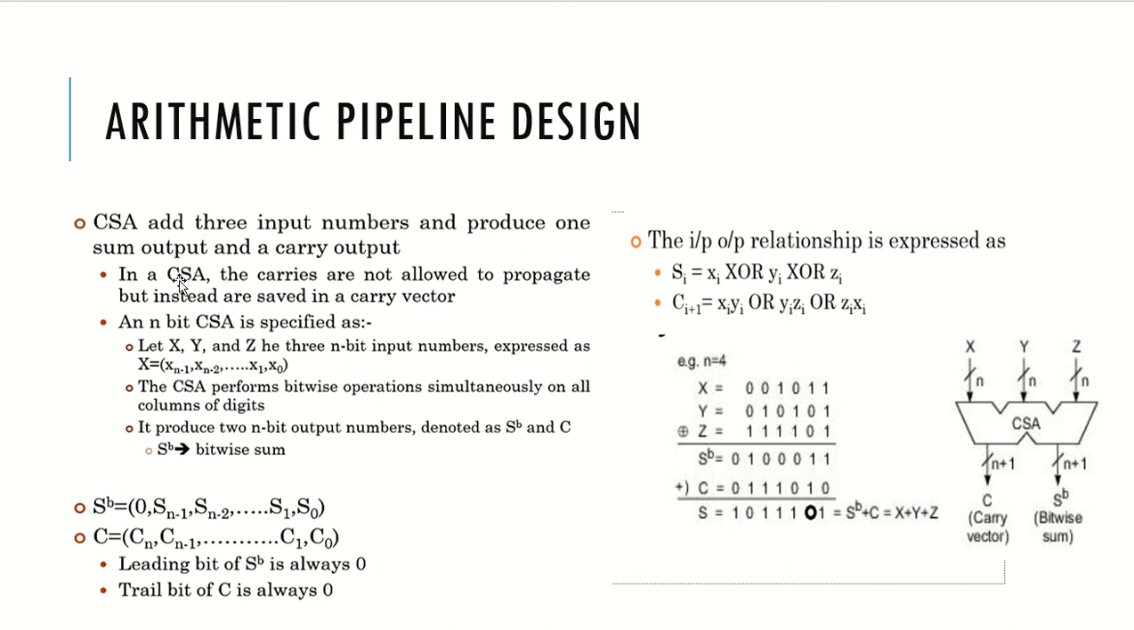Now in the case of this n bit CSA, x, y and z are three n bit input numbers, and the CSA is going to perform the bitwise operation simultaneously on all columns of the digits. Then whenever there is a carry, the corresponding bit in the carry vector will be given that value, and two outputs will be generated. The first output will be the original bitwise sum, and the other output will be the carry vector. So this is it.